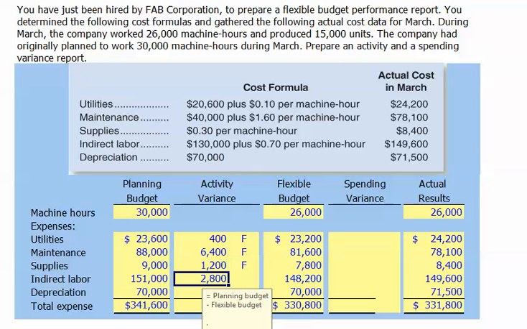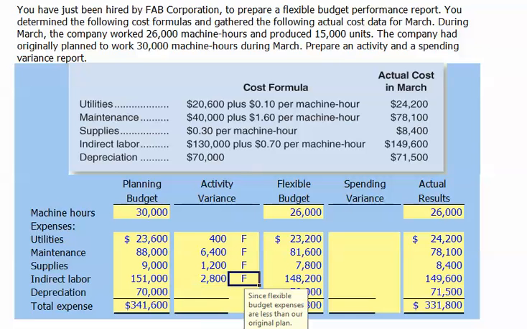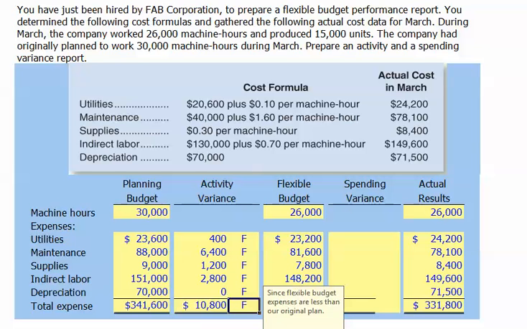The difference for indirect labor is $2,800. And again, it will be a favorable variance. For depreciation expense, we've got no difference. Our total activity variance for total expenses then is $10,800. And we would say that since our flexible budget is less than our original planning budget, this is a favorable variance. In reality, we should probably have for depreciation expense, it's neither favorable nor unfavorable since it's zero.